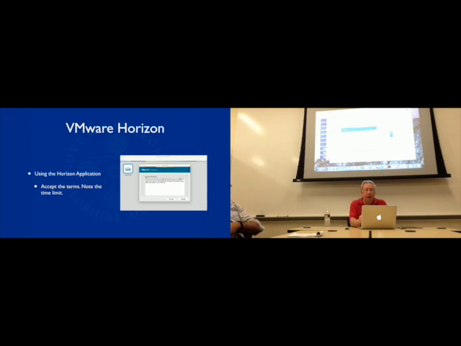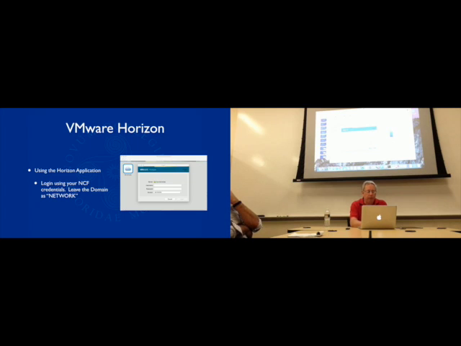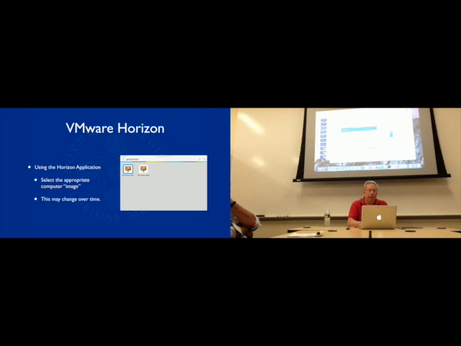Okay. I click in, it's going to ask me to log in, username, enter your new college credentials, leave the domain as network. And once I log in, it's going to then show me what are the available images. So I can have multiple images. We can have different labs configured.